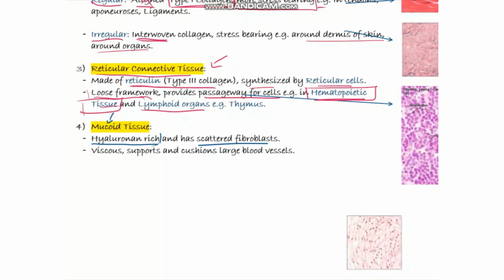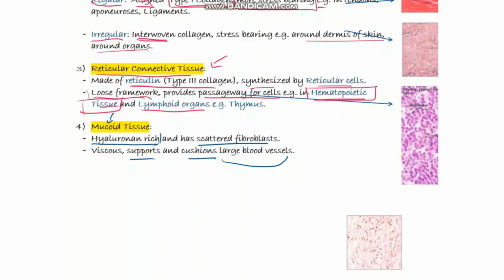hydrated, huge water content would allow this mucoid tissue to support and cushion tissue. So for example, large blood vessels, or it is also present in the vitreous body. It is also present in the nucleus pulposus. You might have studied that in the intervertebral disc. We have the annulus fibrosus and nucleus pulposus. So that is also an example of the mucoid tissue. It is also present in the umbilical cord.